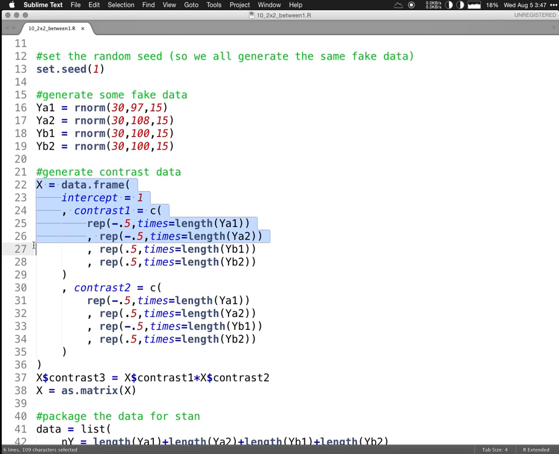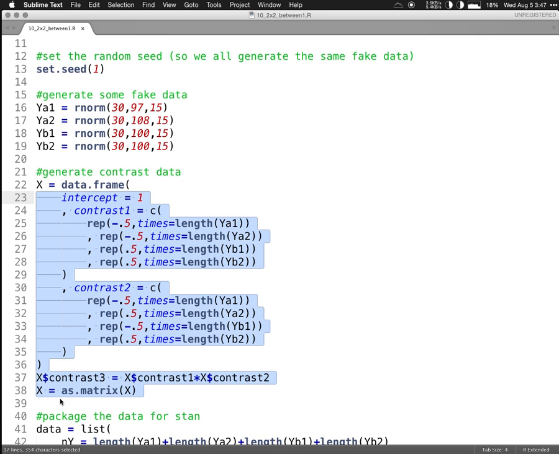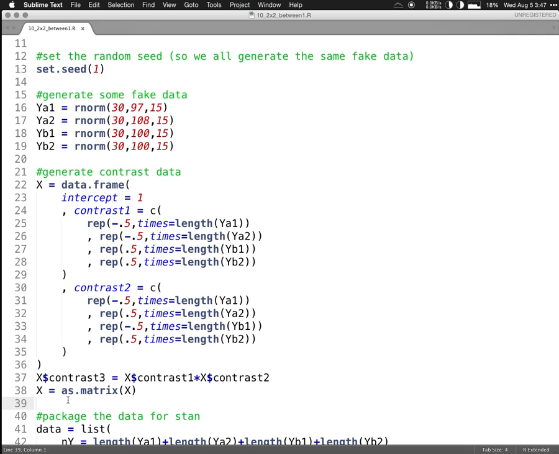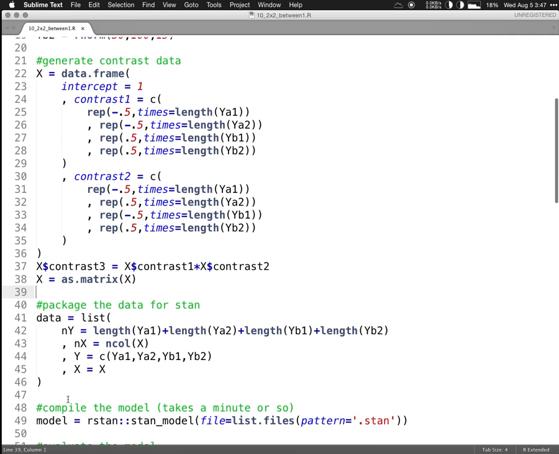So we've got one contrast for A versus B, another contrast for 1 versus 2. And then if we want to look at an interaction between them, all we have to do is add a third contrast reflecting the interaction, which is simply the product of these two contrasts. So then we finally convert that to an official matrix instead of a data frame and put everything together in a list. So all the y's together. How many data points are there? Well, we just get the length of all those.